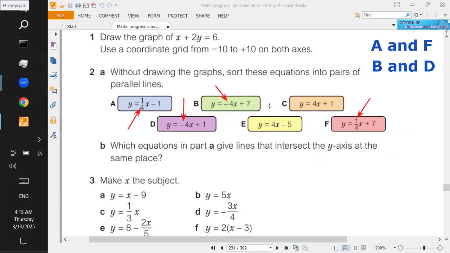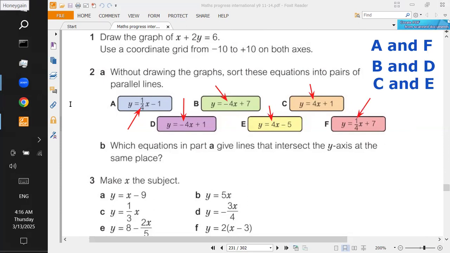And for the last ones here, we have a positive 4 and a positive 4. This means that C and E are parallel to each other, as long as the y has a coefficient of 1. Now, the last ones are C and E, and these are the pairs of parallel lines sorted as pairs.